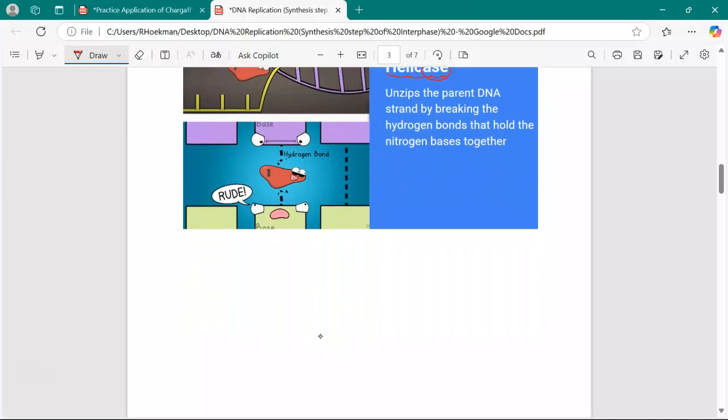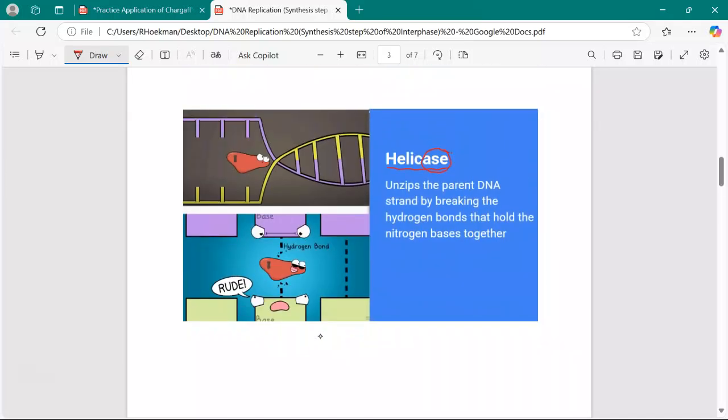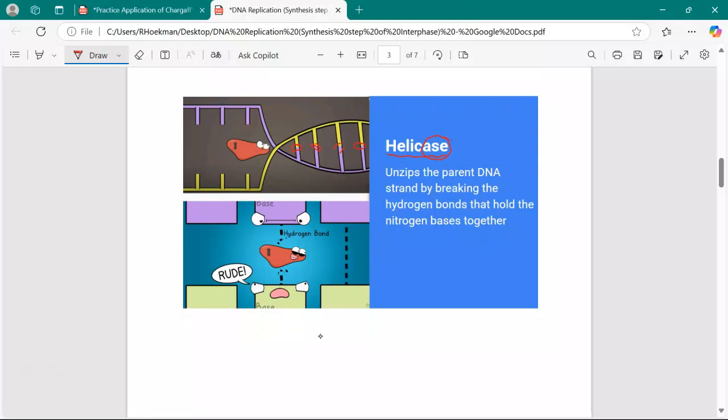Okay, so we're breaking those hydrogen bonds. So here's helicase doing it. We can see helicase here is breaking apart these hydrogen bonds that are holding the different nitrogen bases together.